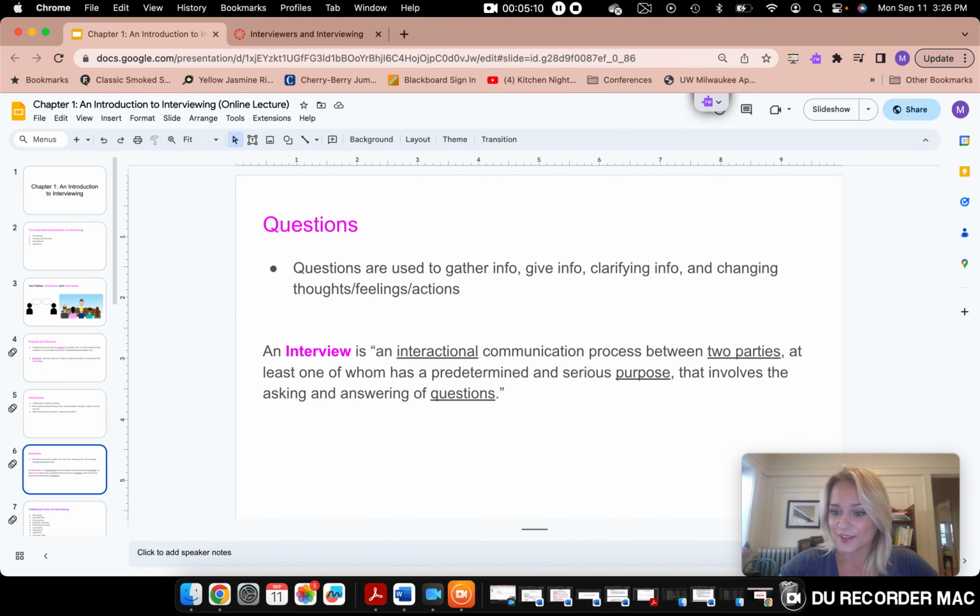And finally, of course, interviews have to have questions. Questions are sort of the basic building blocks of any interview. That's what makes it an interview. Questions can be used to gather information, to give information, to clarify the information that you've already received. And if it's a persuasive interview, questions can be used to change a person's thoughts, feelings, and actions.